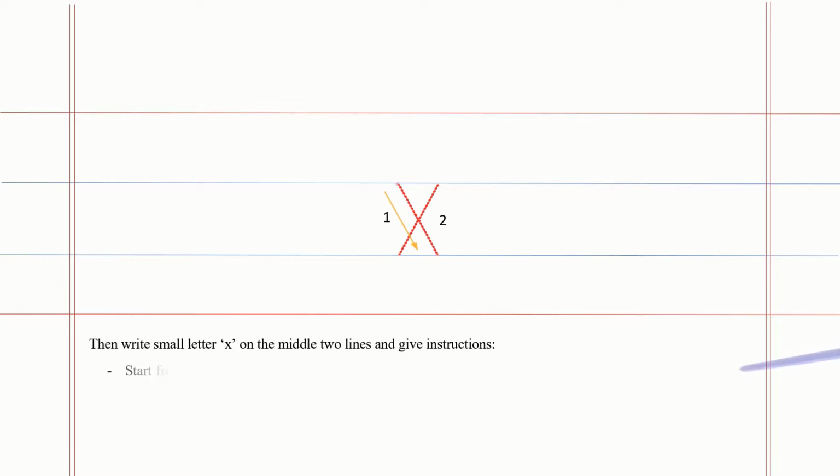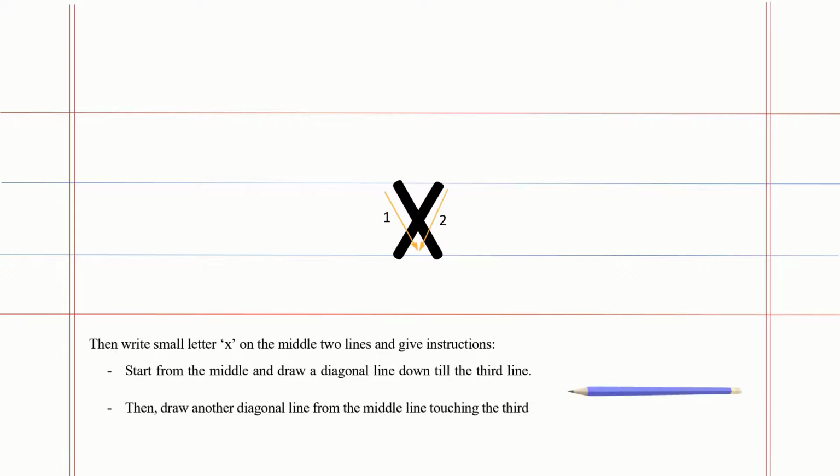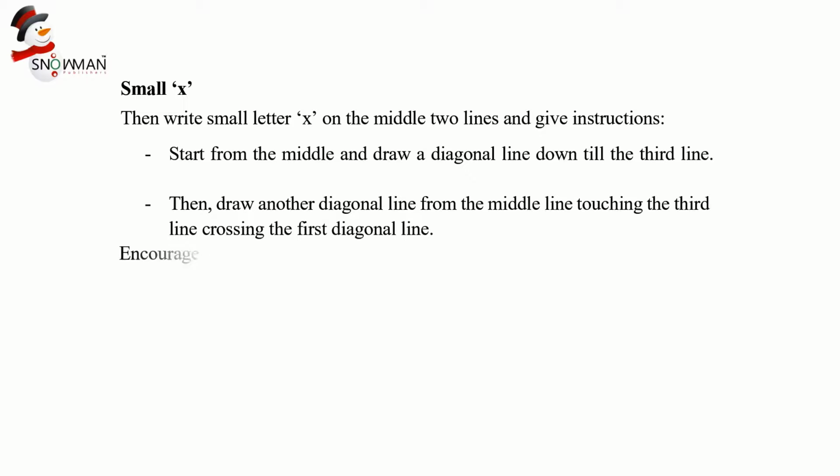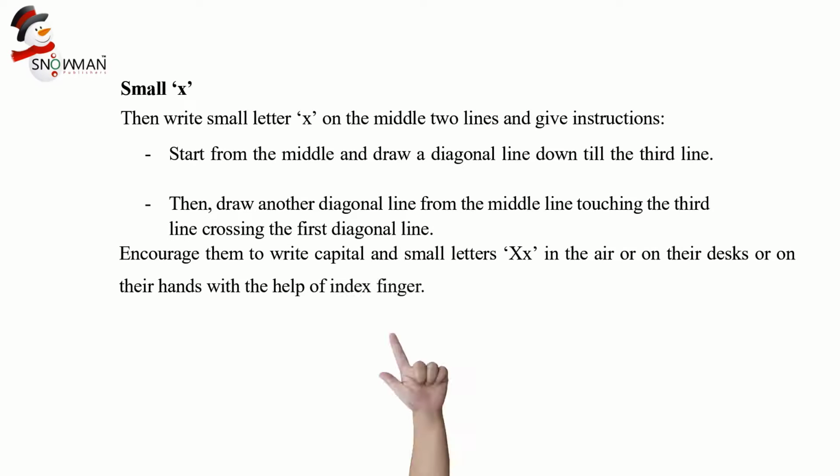Small x. Write small letter X on the middle 2 lines and give instructions. Start from the middle and draw a diagonal line down till the 3rd line. Then draw another diagonal line from the middle line touching the 3rd line crossing the first diagonal line. Encourage them to write capital and small letter X in the air, or on their desks, or on their hands with the help of the index finger.